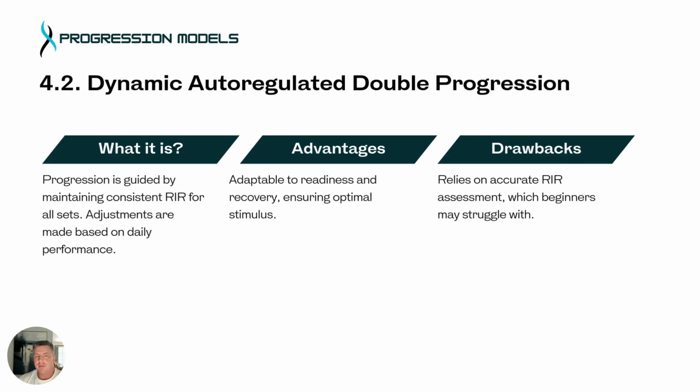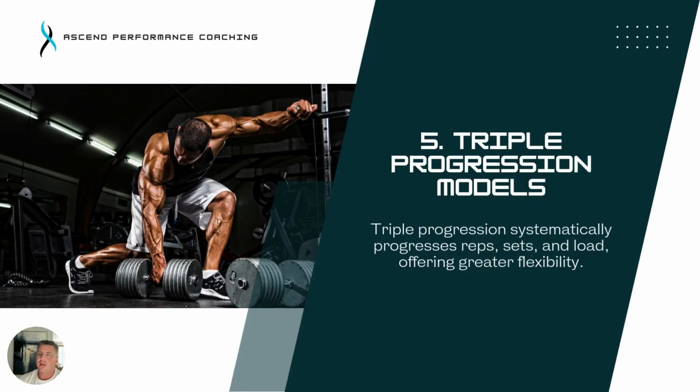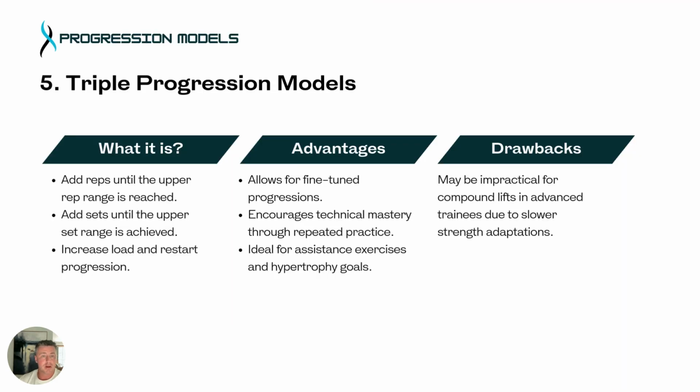We want to give people something simple to work with that they can move towards better goals. Now we've got a couple of triple progression models that we can look at, which is another more complex way of progressing, but can be very, very useful. And this is the model. You add reps until the upper rep range is reached. Let's just say they start with 3 sets of 8 to 12.